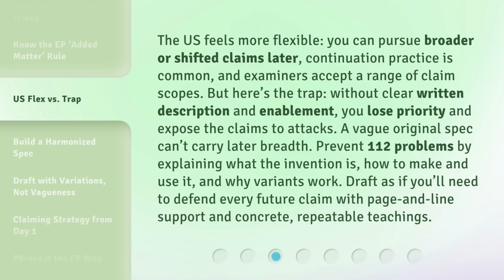Prevent 112 problems by explaining what the invention is, how to make and use it, and why variants work. Draft as if you'll need to defend every future claim with page and line support and concrete, repeatable teachings.